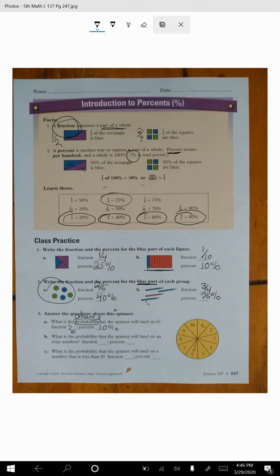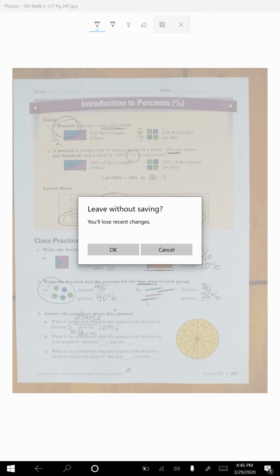What is the probability or chance that the spinner will land on an even number? Well, how many even numbers do we have on here? 1, 2, 3. Can you see that little marker? 3, 4, 5. There's 5 of them. 5 out of 10.